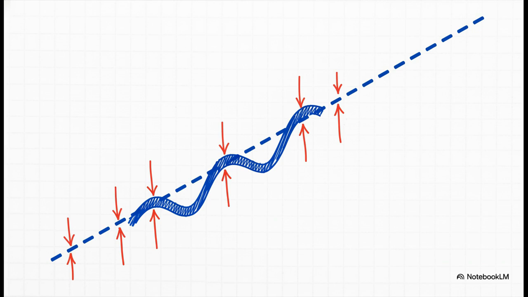What does that mean in plain English? It just means the empty space, the actual vertical difference between your complex curve and the simple diagonal line, shrinks to absolutely nothing at infinity. They essentially just merge into the exact same path.